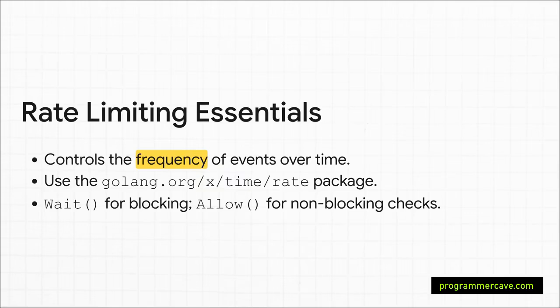2, just use the golang.org/x/time/rate package. It's the standard for a reason. And 3, choose your weapon. Wait when you need to block, and allow when you need a quick yes/no answer.